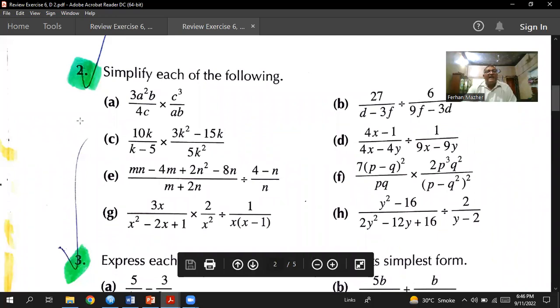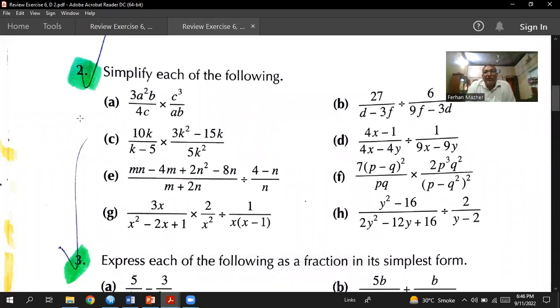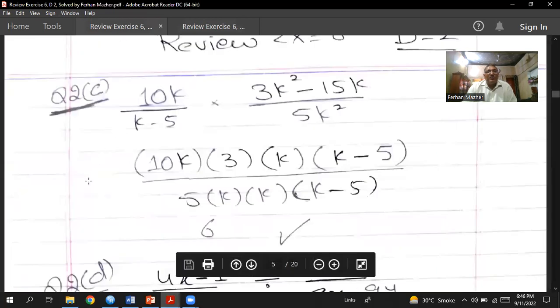In the C part, 10k divided by k minus 5, multiplied by 3k square minus 15k divided by 5k square. So these two fractions are multiplying. The numerators will multiply with the numerators, and the denominators will multiply with the denominators. So 10k will multiply with 3k square minus 15k. I can take 3k common from here, so in the bracket you will have k minus 5. All these are multiplying with each other. Downstairs, I will have 5k square into k minus 5.